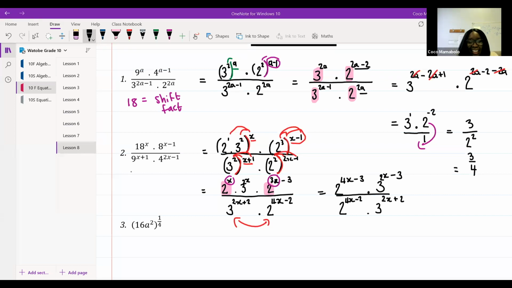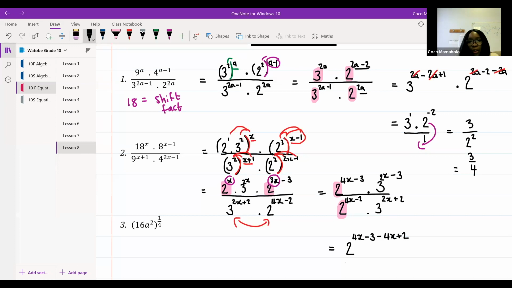Okay, all right, so over here, I now see that bases are being divided. So I'm going to keep my base 2, and I'm going to subtract the top. So I'm going to have 4x minus 3 minus 4x, and then I'm going to have minus negative 2, which will give me positive 2.